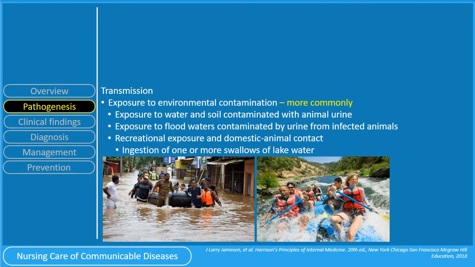Take note though that exposure to environmental contamination remains more common than other transmission. This includes exposure to water and soil contaminated with animal urine, exposure to floodwaters contaminated by urine from infected animals, as well as recreational exposure and domestic animal contact. Ingestion of one or more swallows of lake water has also been reported as one of the modes of transmission.